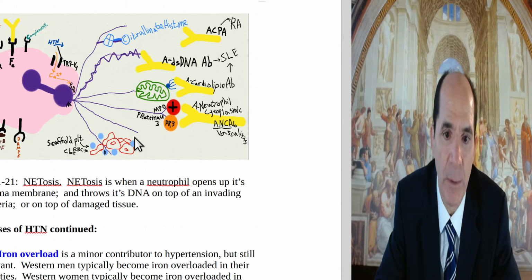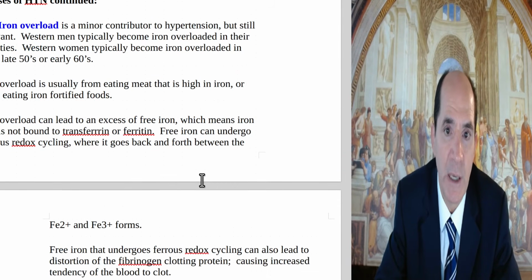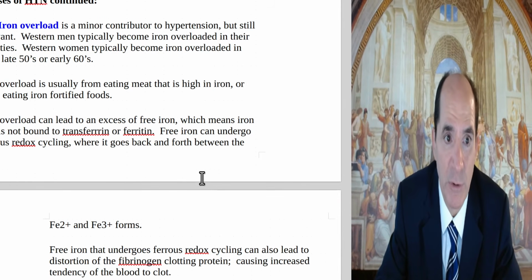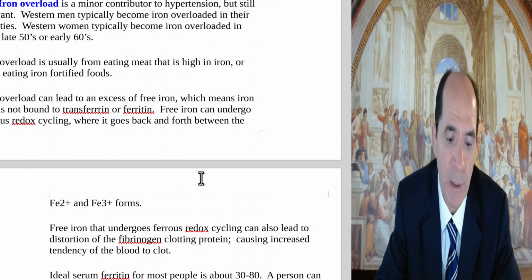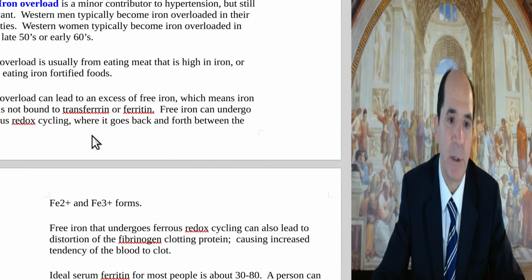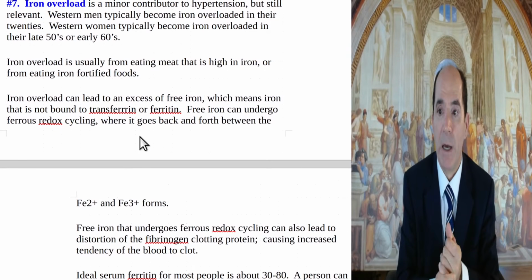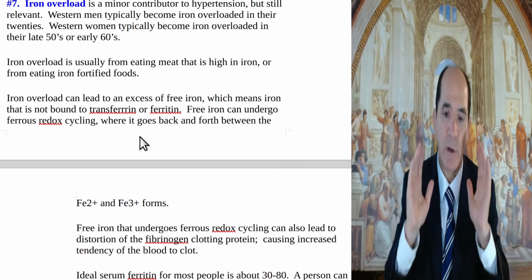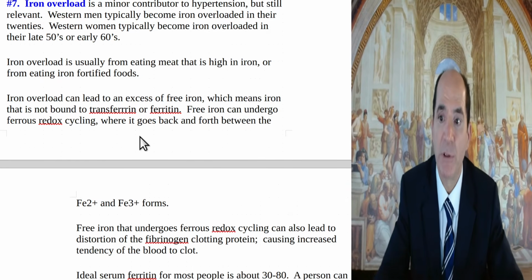Next thing we're going to talk about is iron overload. In the Western world, men tend to become iron overloaded in their 20s. Women, after they're postmenopausal, when they stop menstruating in their mid to late 50s or early 60s, become overloaded with iron. The reason they become overloaded with iron is because animal foods tend to be high in iron, especially red meat, for example. And a lot of processed foods are fortified with iron. They just grind up iron and put it in there. So the person becomes iron overloaded.